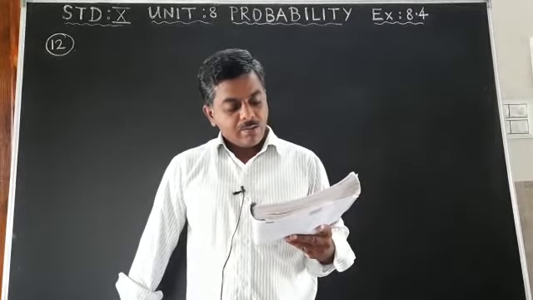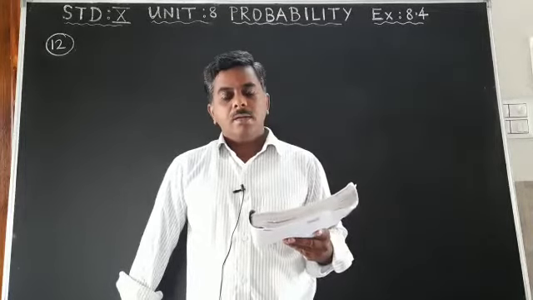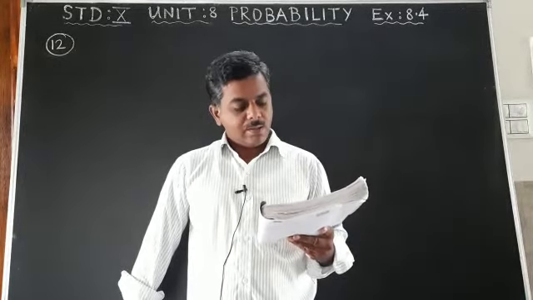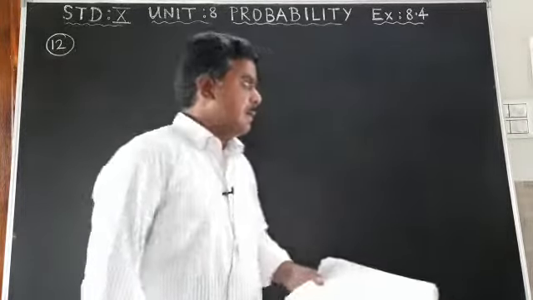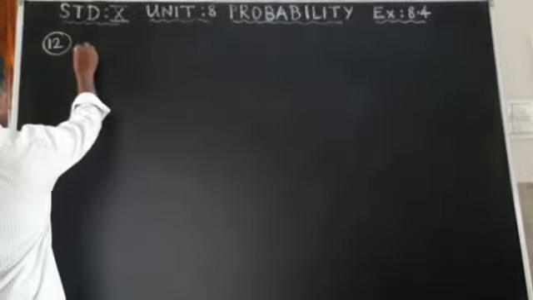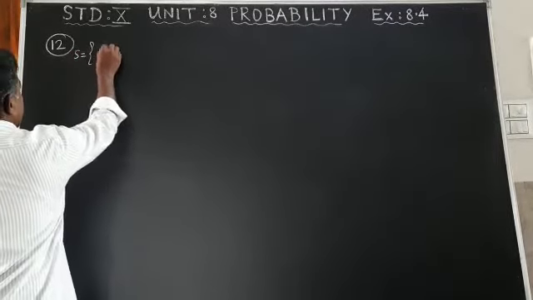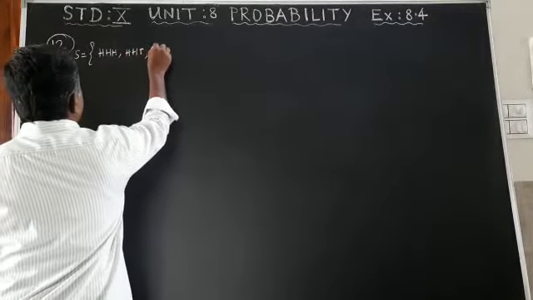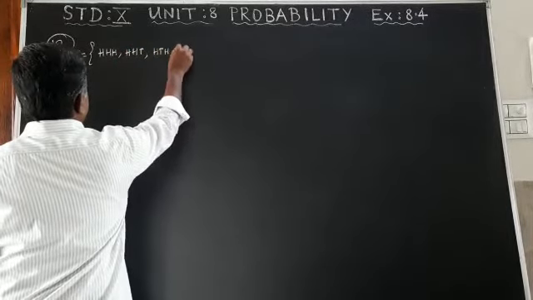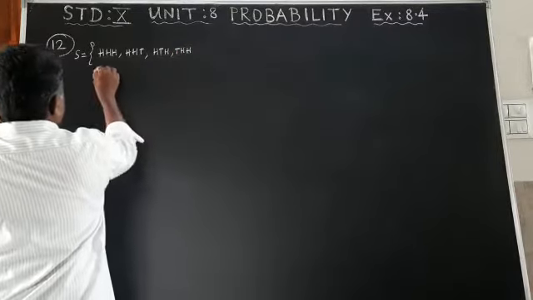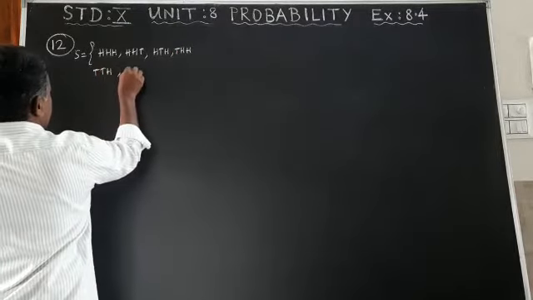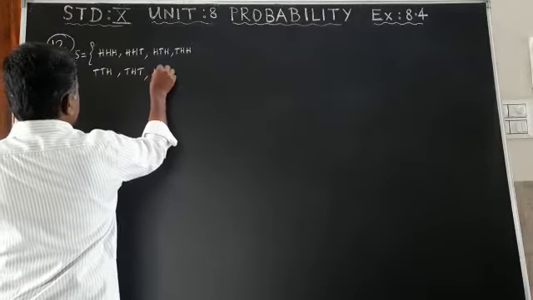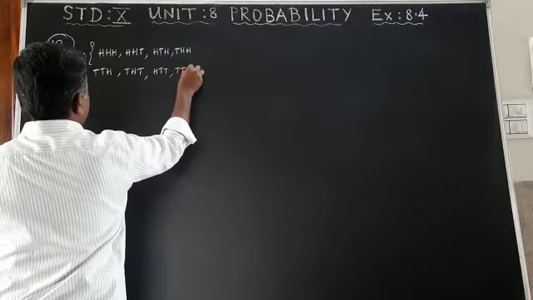Now, a coin is tossed thrice, or three coins are tossed simultaneously. We have the same sample space: HHH, HHT, HTH, THH, HTT, THT, TTH, TTT. n of S is equal to 8.